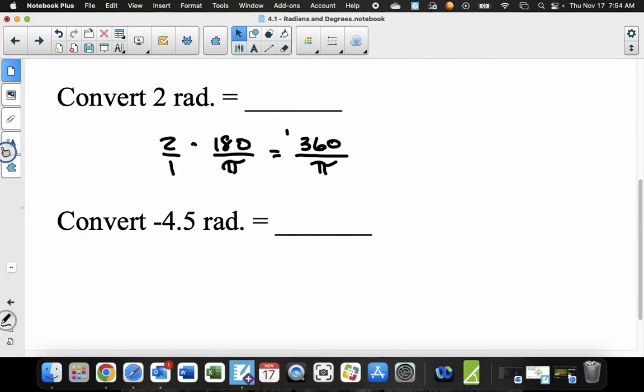360 over pi. And you can just leave it in terms of that for now, okay? Not that you couldn't divide it. You could take 360 and divide it by pi and see what you get for degrees, but you can also leave it in that format.